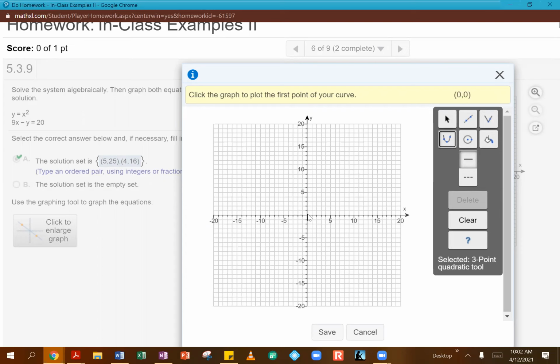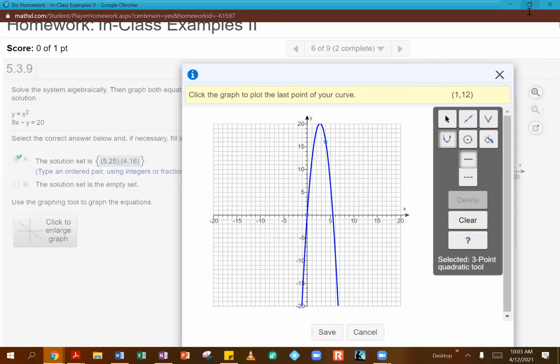So since this is y equals x squared, that's your parabola at the origin. So we can do 0, 0 as our vertex. And then we're actually not going to have 5 and 25. We can do 4 and 16. 1, 2, 3, 4.